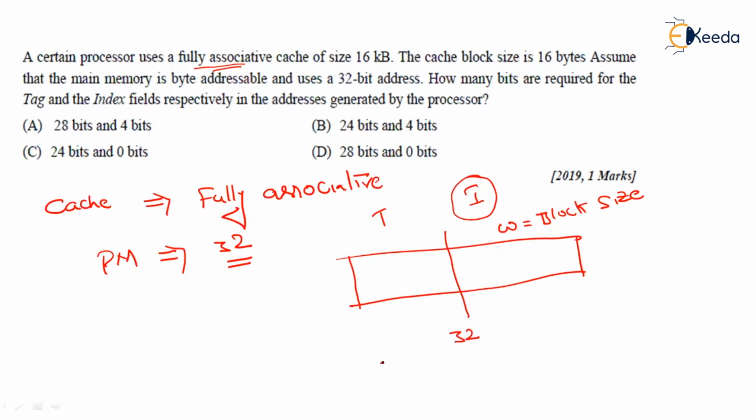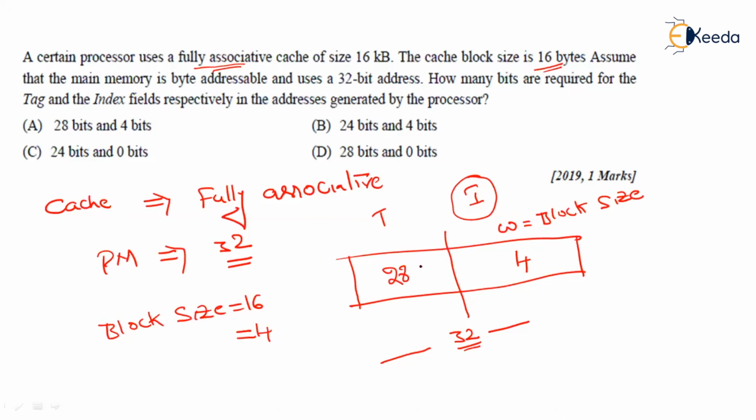What is the total size? Total size is equal to 32. Now, how many bits are required to represent the word field? Just have a look at the size of the block. Block size is equal to 16. So the number of bits required to represent the word field is equal to 4. Tag will be equal to address bits minus these bits. So 32 minus 4 is equal to 28.